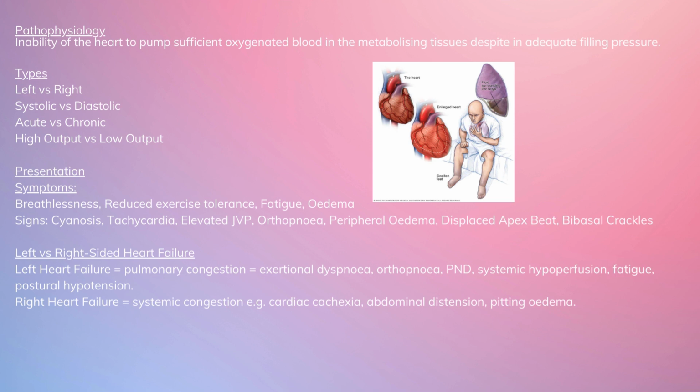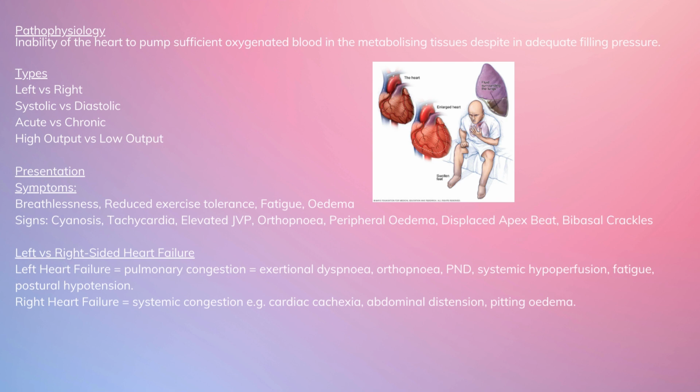And right-sided heart failure is heart failure that relates to the rest of the body, R for rest of the body, and it can lead to systemic congestion, which can present as symptoms of cardiac cachexia, abdominal distension, peripheral and pitting edema.